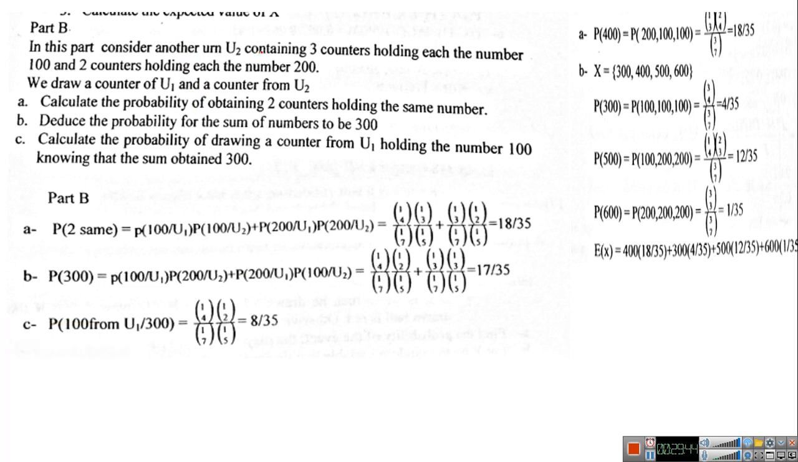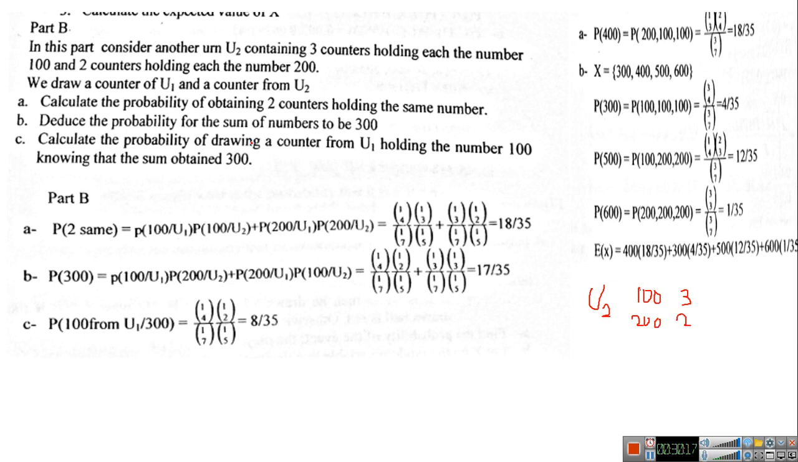consider an urn U2 containing 3 counters. This is what we solve in a while. U2 contains 3 counters holding each the number 100. So in U2, you have 3 counters holding each the number 100. I have 100, how many ones? 3. And 2 counters holding the number 200.